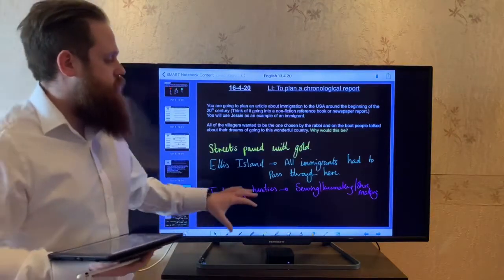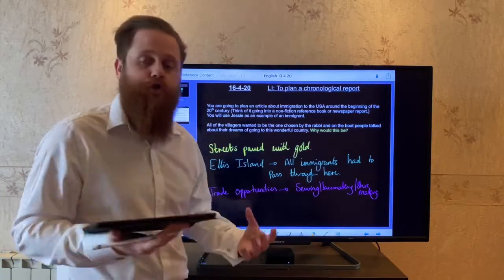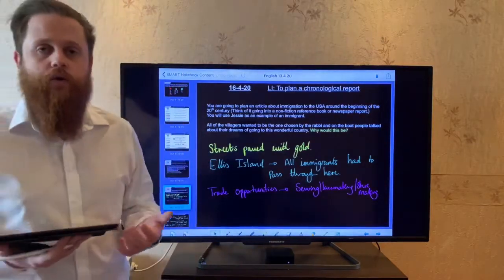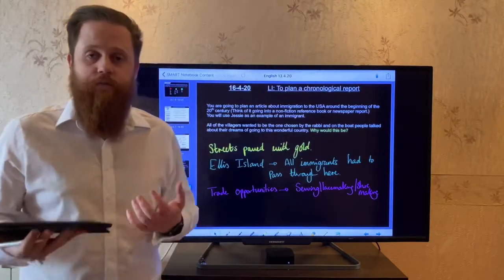Also, people also went for trade opportunities. A lot of people would have done sewing or lace making or shoemaking, and they believed that they could go to, in this case, America, to earn a better amount of money.